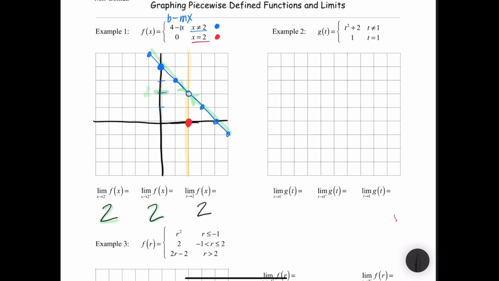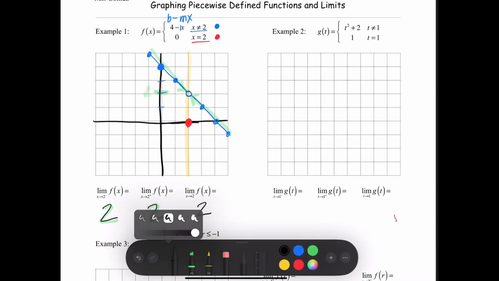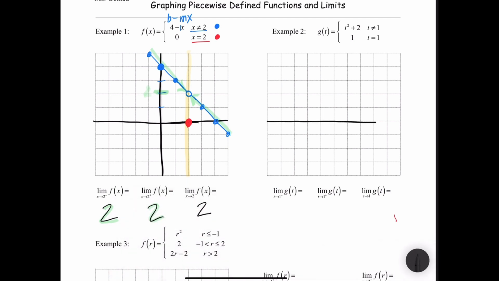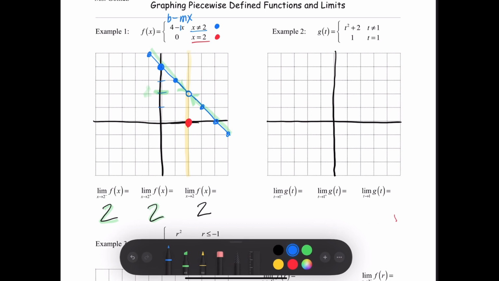Okay? Moving on to my next piecewise function. I'm going to mark off my x-axis. And here's my y-axis. And again, I have two pieces here. I have t squared plus 2. And I know this is going to be a quadratic because of my t squared. Okay? And I also have the value of 1. So that's just a constant. So let's go ahead and graph my quadratic first.